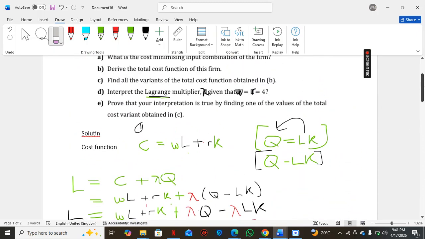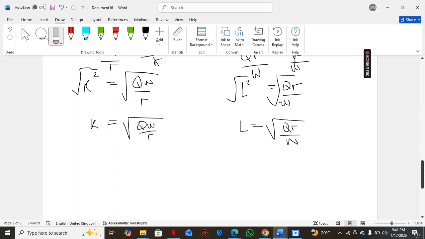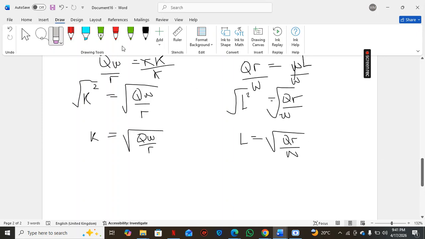Now we're going to go to part B, where we have to derive the total cost function. Since we already have the cost minimizing input combination of K and L, we take them to the cost function, because they've said derive the total cost. So part B, the total cost. Remember our cost equation: C equals WL plus RK.